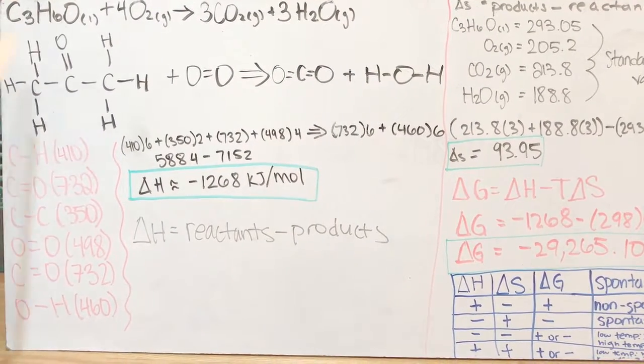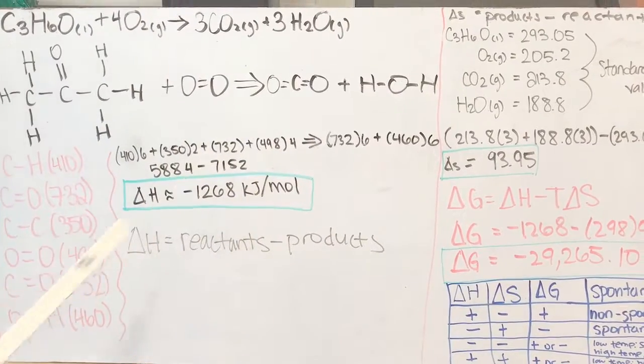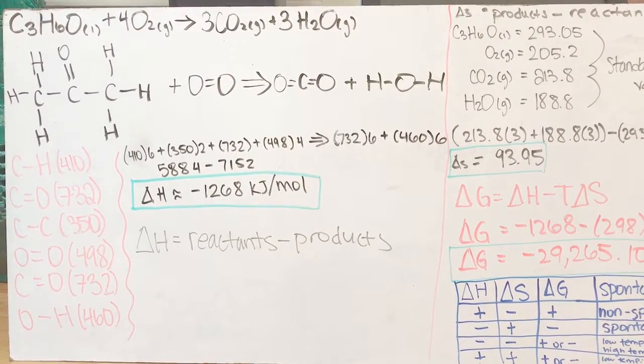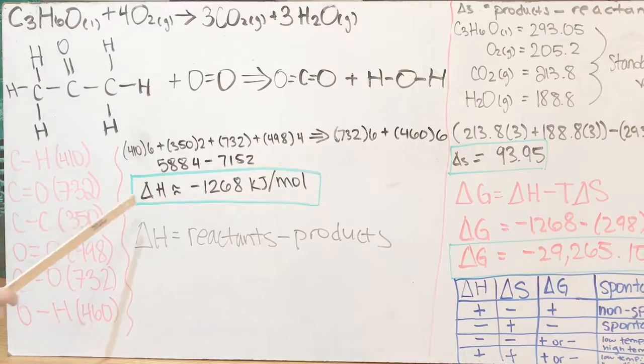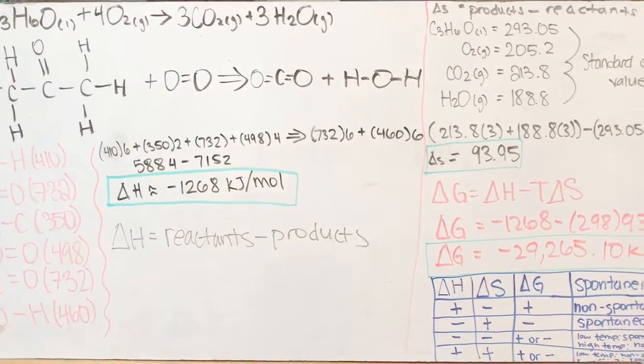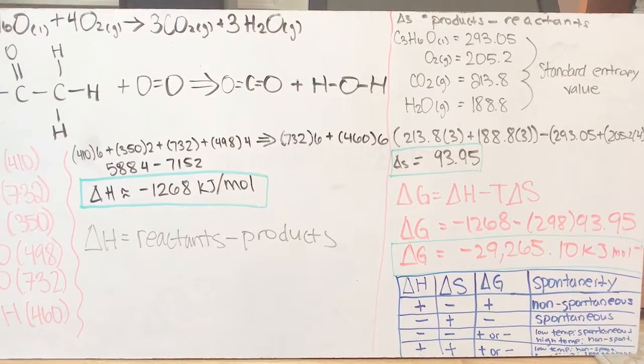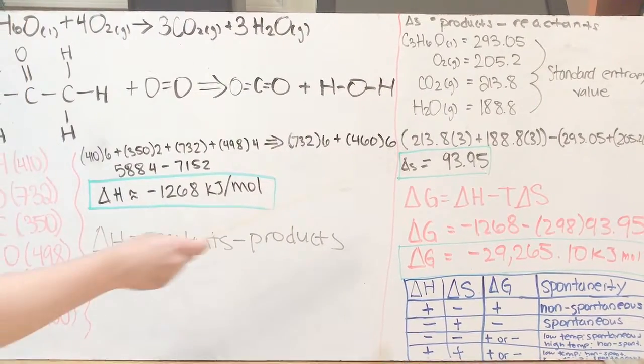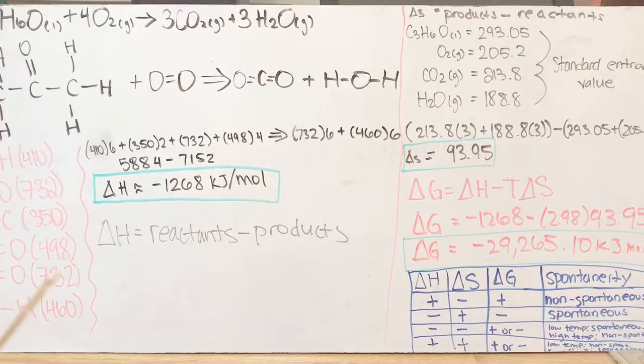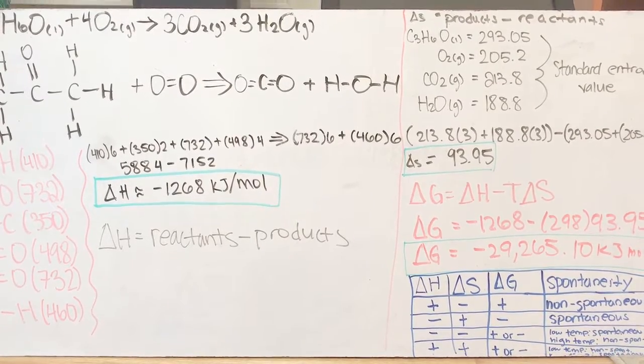For the final experiment, we will do the combustion of acetone. We will figure out if it is spontaneous, but first we have to find delta H and delta S. Delta H tells us if it is releasing energy or if it's absorbing energy. And delta S will tell us if it is becoming more disordered or less disordered.